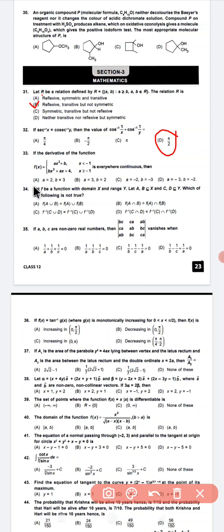After that, we have the next question 33. If the derivative of the function f(x) given like this is continuous everywhere, then you have to find the values of a, b and c. And what are the respective values? The correct answer option is a equals 2 and b equals 3.